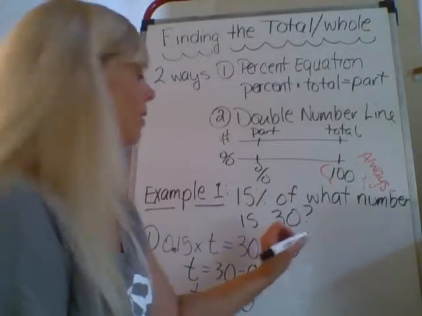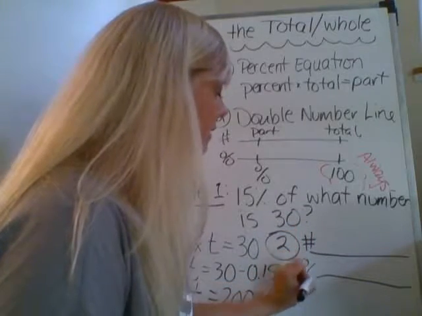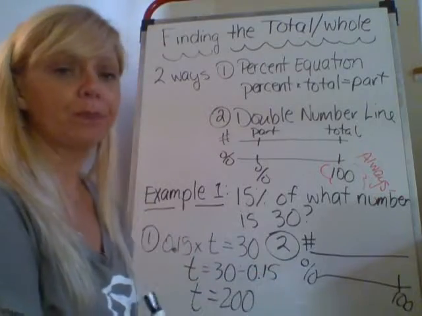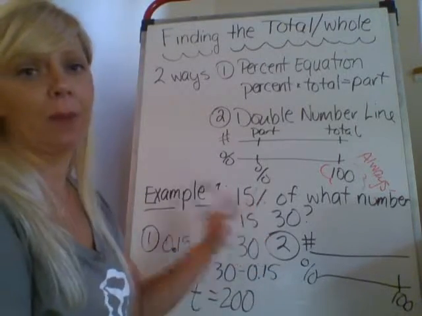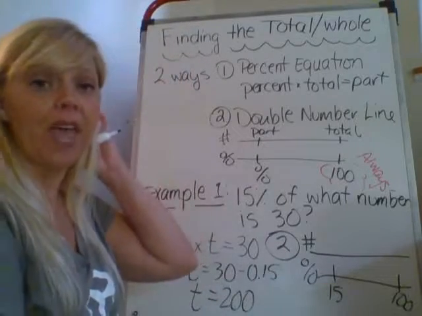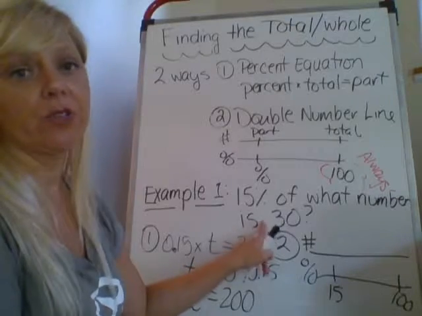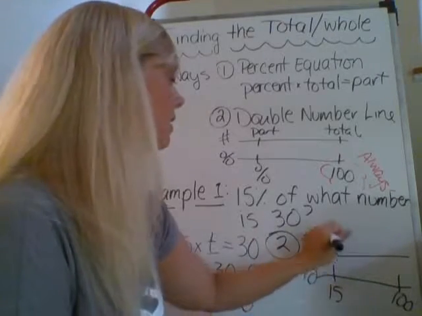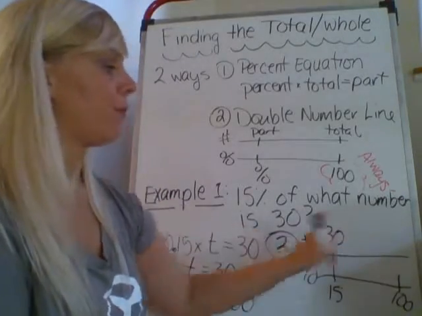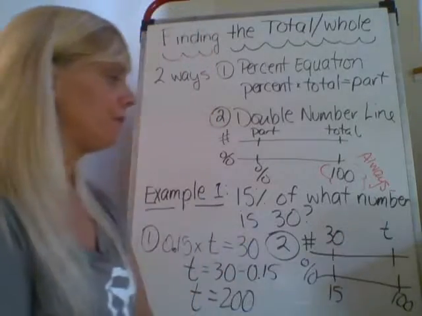Okay, what about a double number line? So again, I'm going to put my numbers on top and my percents on the bottom. And I always have 100 right there in the corner. So I know my percent. My percent is 15. So I'm going to put it closer to 0. And I know I need to figure out what number it is to 30. So 30 is my part, because I know 15% of what number is 30. So this is going to be my T right here.